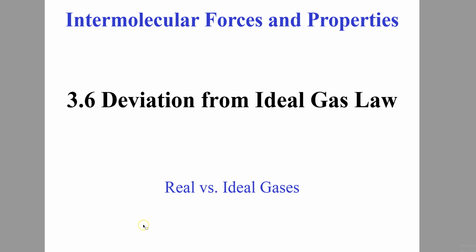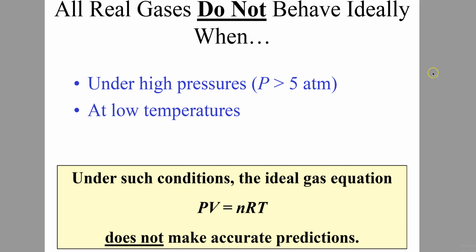In this video, we're going to talk about the IMF forces and how they cause deviations from the ideal gas laws. So the big question is, how are real and ideal gas laws different? Real gases have two scenarios: they can behave ideally, or they can behave in real settings. And there are two conditions I want you to know about when real gases do not behave ideally.